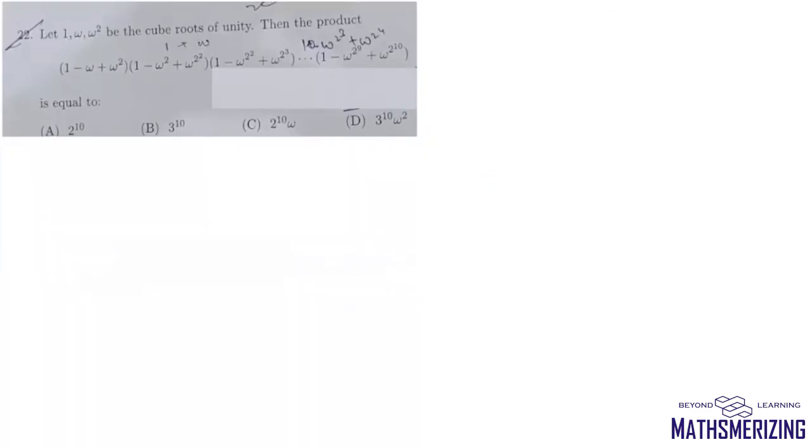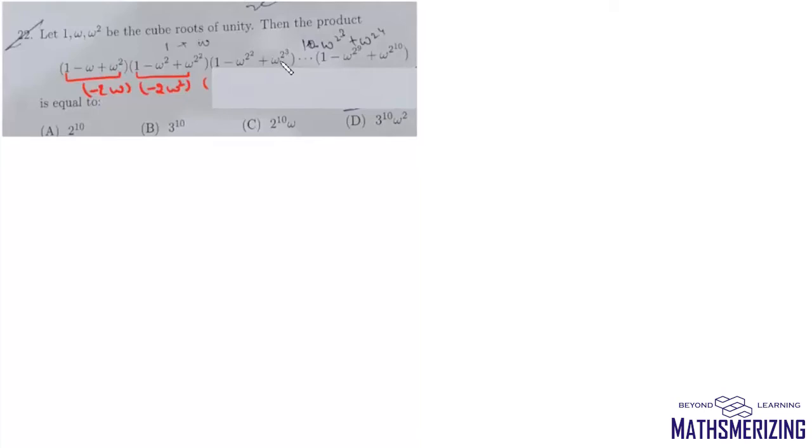And question number 22, it says, if 1, omega and omega square be cube root of unity, then this product is equal to what? Now we know that 1 plus omega square is minus omega. So it will be this minus 2 omega. And here 1 plus omega to the power 4. So it will be this 1 plus omega. And 1 plus omega is minus omega square. So it will be this minus 2 omega square. Now in the same way, this is a 1 minus omega.